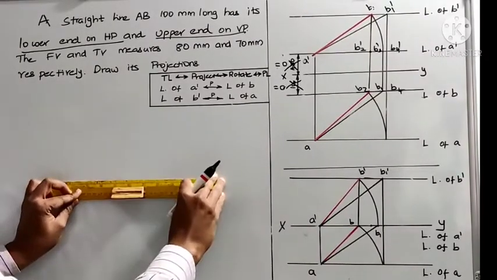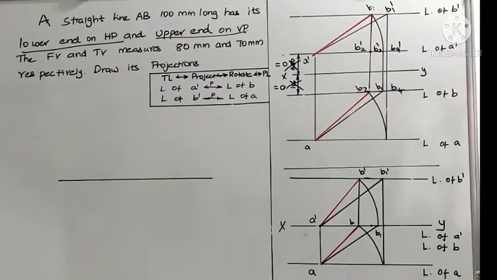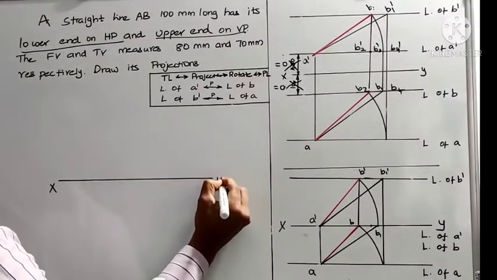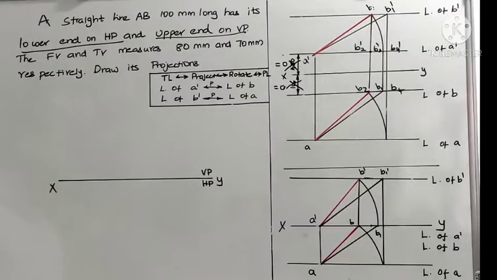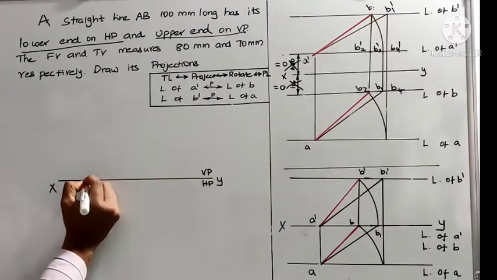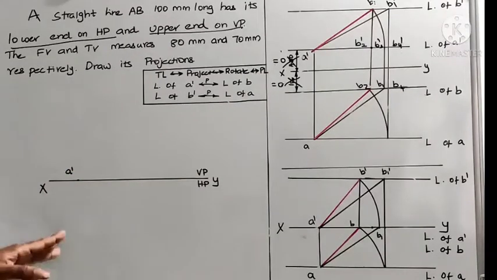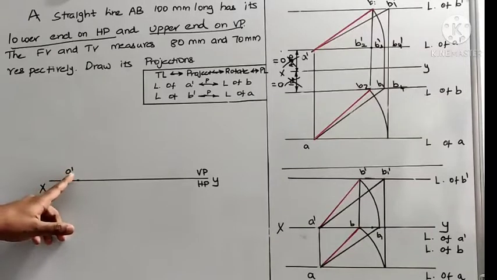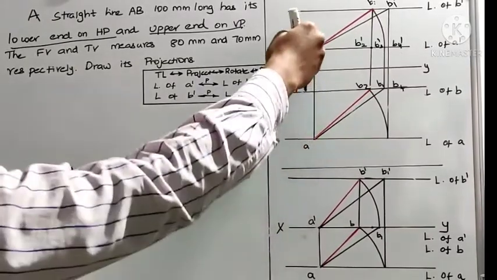Let me draw the reference line first. So this is my X and this is my Y, vertical plane and horizontal plane. One end is on HP, so take any point, and this will be my A dash. Because we are fixing this line, I'm starting with A dash. In the same projector, the end A will be visible in the top view as well. So look here, A dash and A will always fall on a straight line.